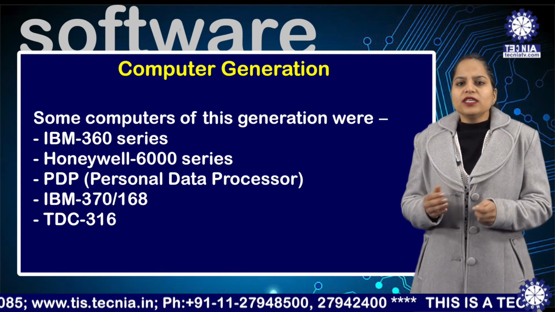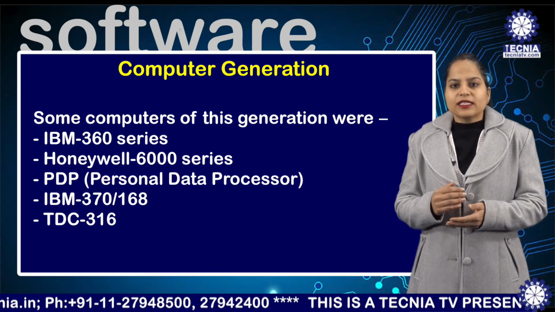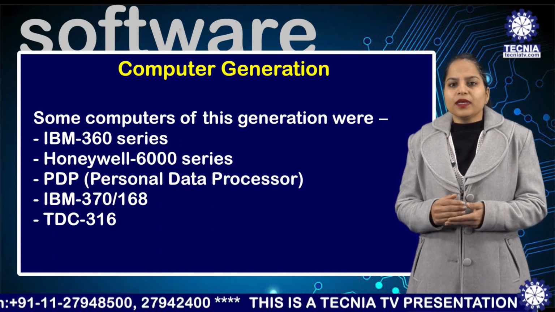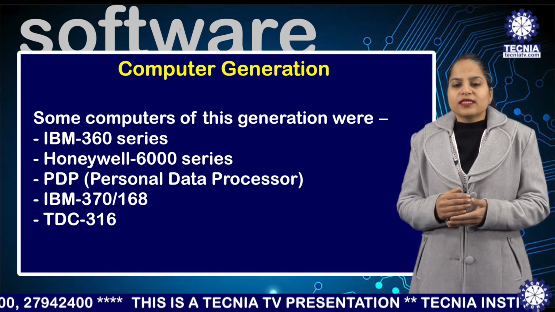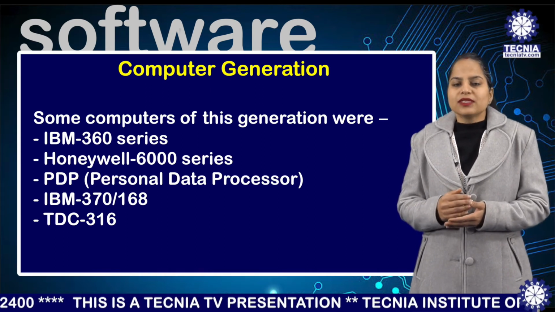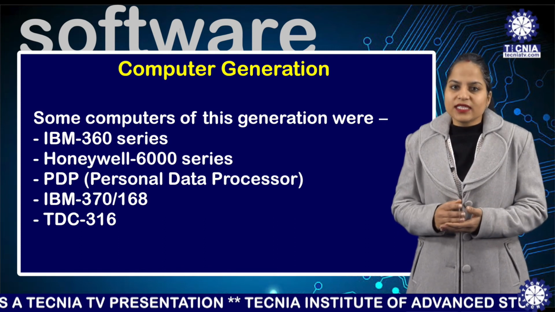Some computers of this generation were IBM 360 series, Honeywell 6000 series, PDP, which is called a Programmed Data Processor, IBM 370/168, and TDC 316.